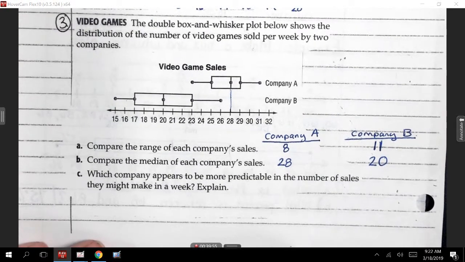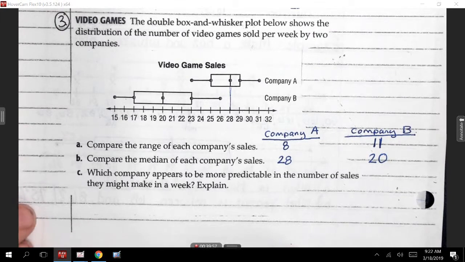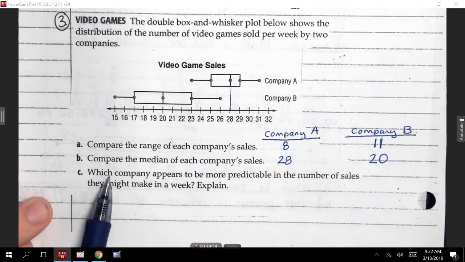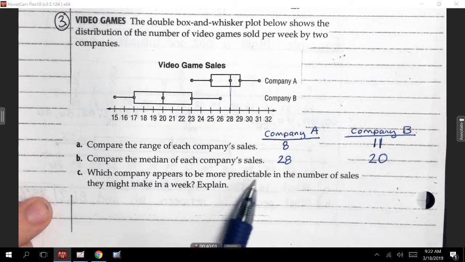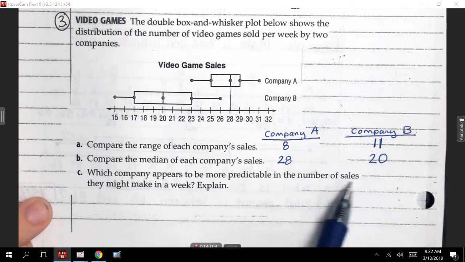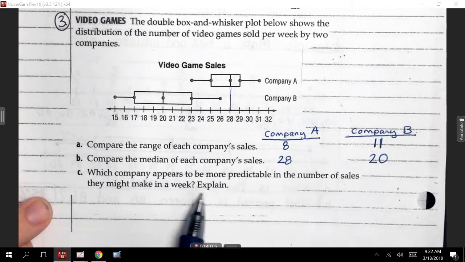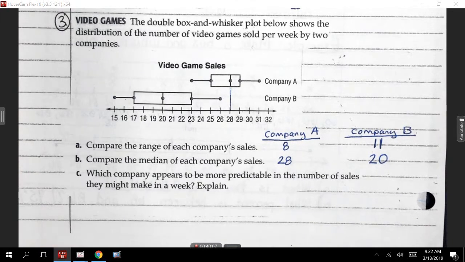All right, C, this is where you got to use your brain a little bit. We talked about some of it at the beginning of class, even though you didn't realize that's what we were doing. It says, which company appears to be more predictable in the number of sales it might make in a week? What does the word predictable mean here? What is it asking me about? Jacob? Predicting. Like, can you guess? Which one could we guess more accurately?